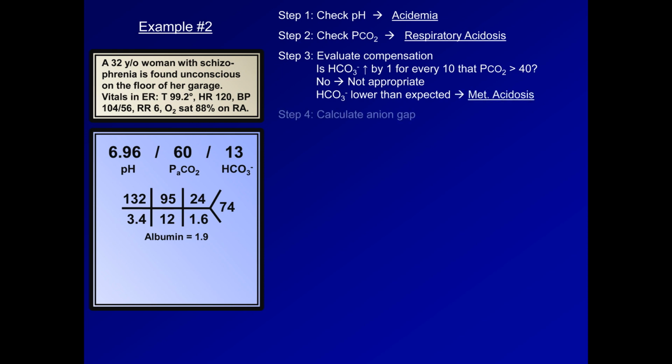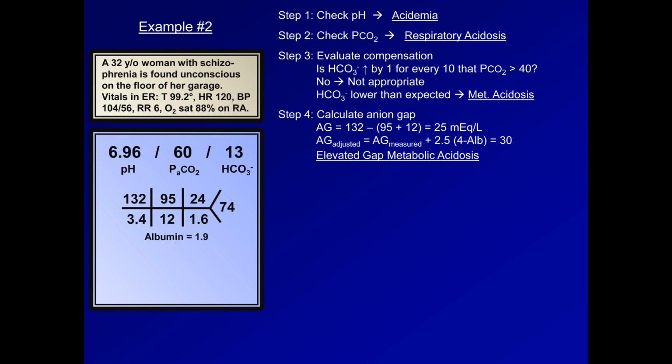Step 4. The anion gap. 132 minus the sum of 25 and 12 is 25. Adjusted for albumin, it becomes 30. So there is an elevated gap metabolic acidosis. Step 5. The delta ratio, which is delta anion gap divided by delta bicarb. 18 divided by 12 is 1.5.